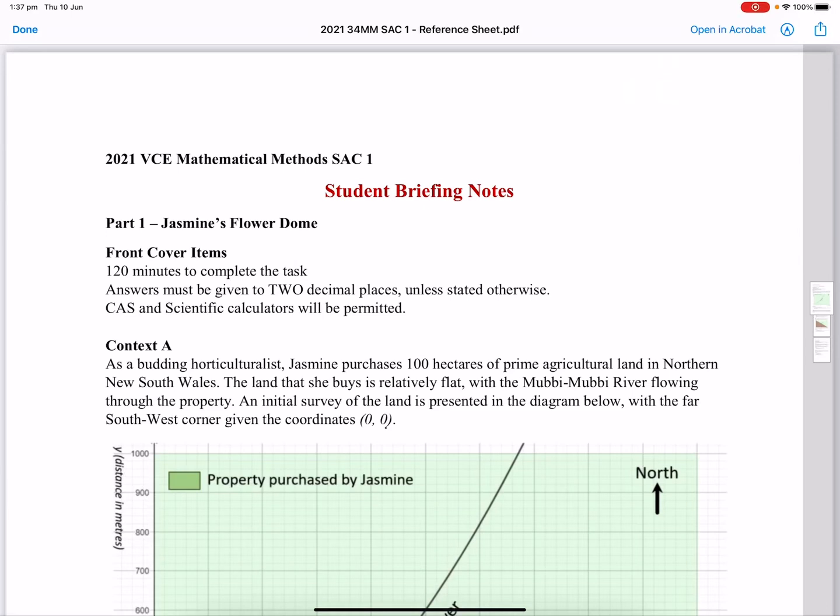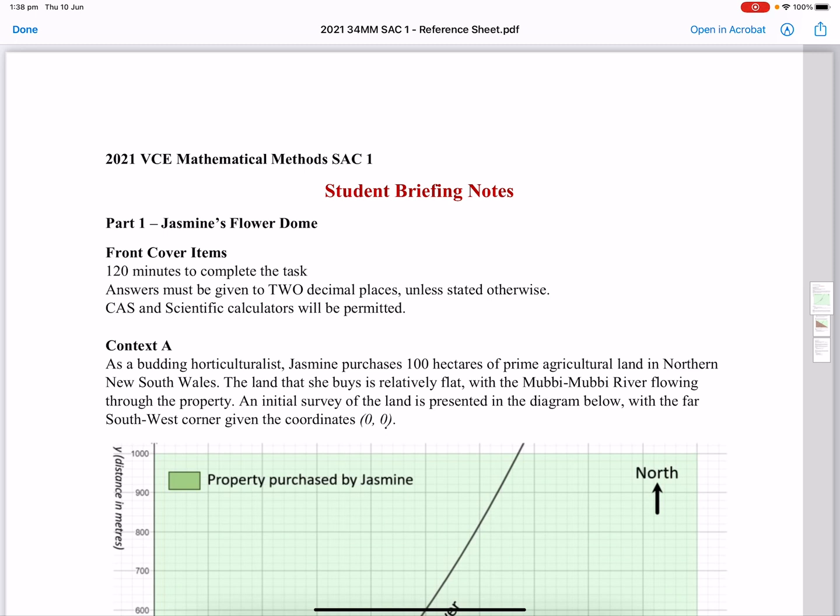Welcome. Today we're going to be talking about the first SAC for the 2021 Mathematical Methods Unit 3. This task is broken up into two parts. We have part 1, which we are calling Jasmine's Flower Dome, and part 2, which we are calling Hui's Hot Horticulture. I'm going to be discussing with each part just the front cover items, things that you need to be aware of, and then giving you a context for each part. So let's start with part 1, Jasmine's Flower Dome.